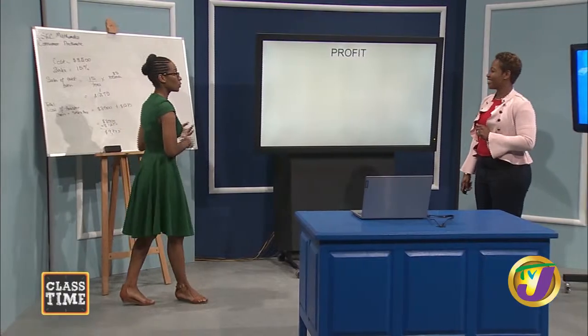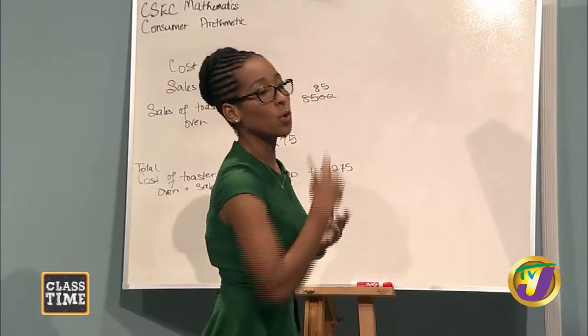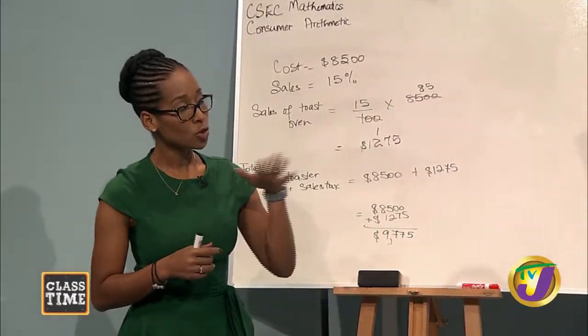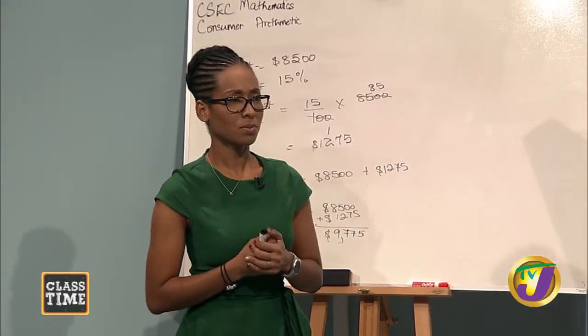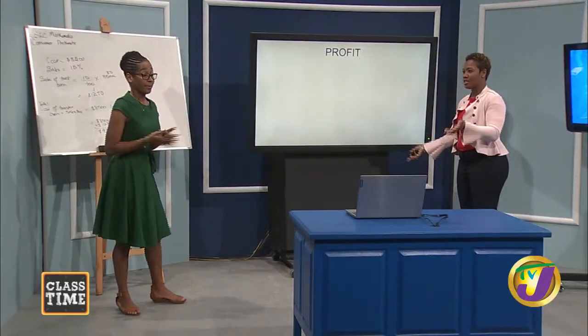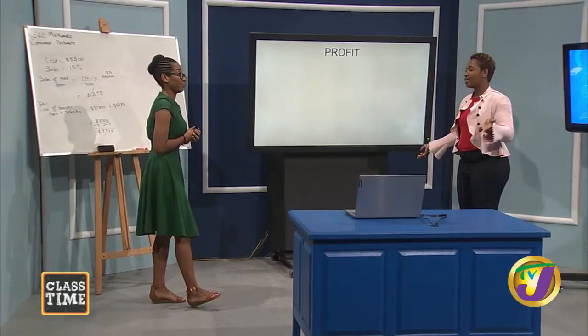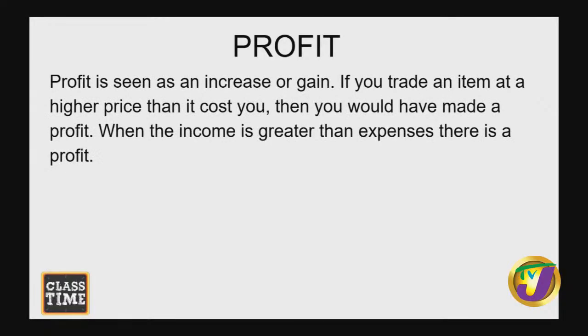So we looked at discount, we looked at sales tax, and now we're looking at profit. So let's run straight into profit. We know when you start a business, when you're selling, you all want to make a profit. What is profit? Profit is seen as an increase or gain. If you trade an item at a higher price than it cost you, then you would have made a profit. When the income is greater than the expenses, there is a profit.